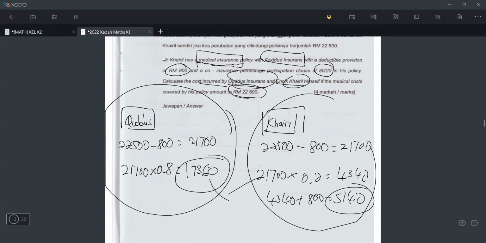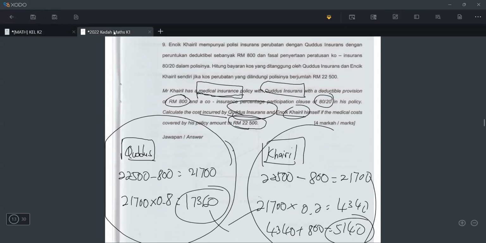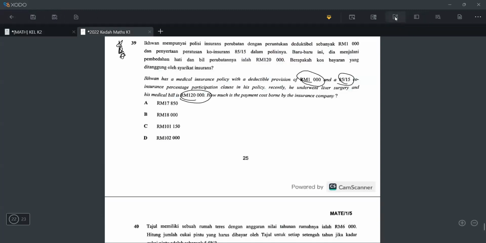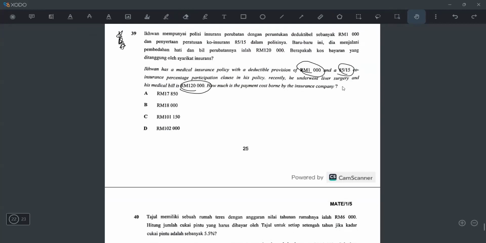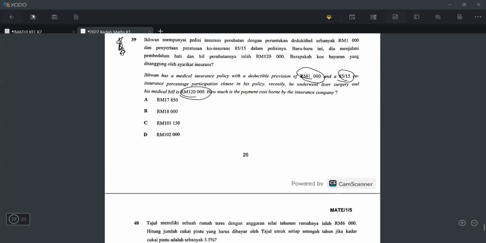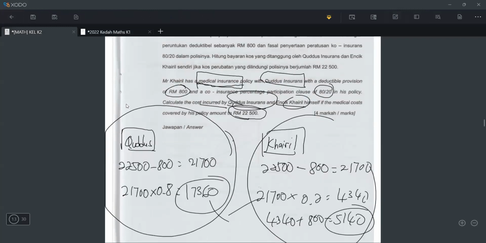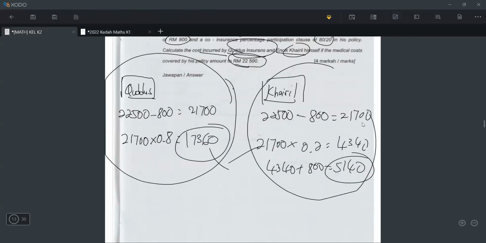But if you look at the Kedah paper, here, you can see that this question, they ask for what? Pick one has a medical insurance deductible 1,085.15. Okay, the percentage is lying already. And insurance blah blah blah. Recently he underwent liver surgery. Okay, this is the bill. How much borne by the insurance company? So can you tell me which one I do? The first one or the second one? I will do the first one.